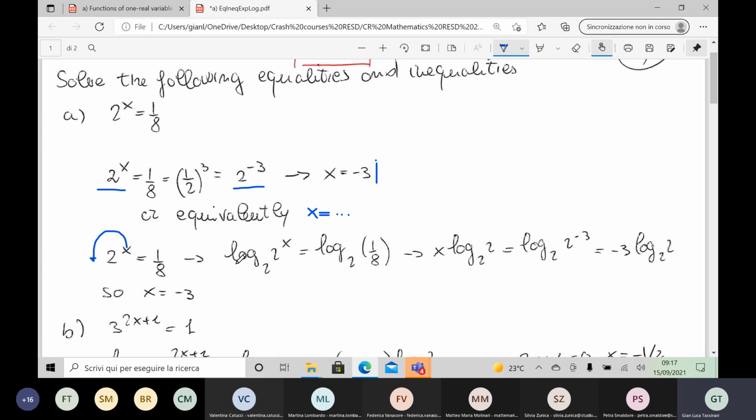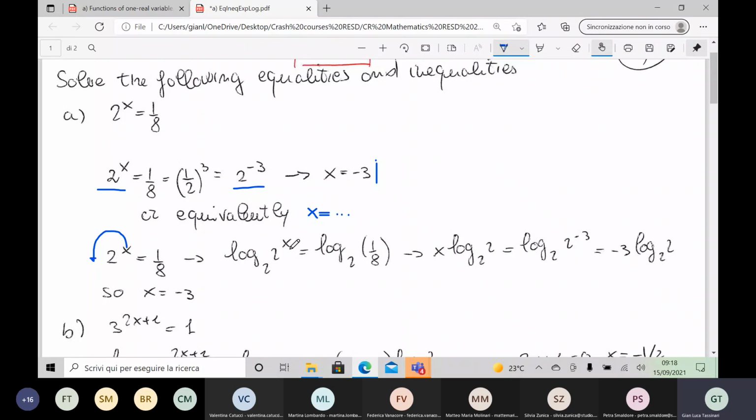In particular, guys, the basis of this exponential function is 2. So it is convenient, if you want to make x fall down, to take the logarithm with basis 2. Then you will understand in a moment why it's convenient, if you don't remember. So take the logarithm with basis 2 of 2 to the power x.